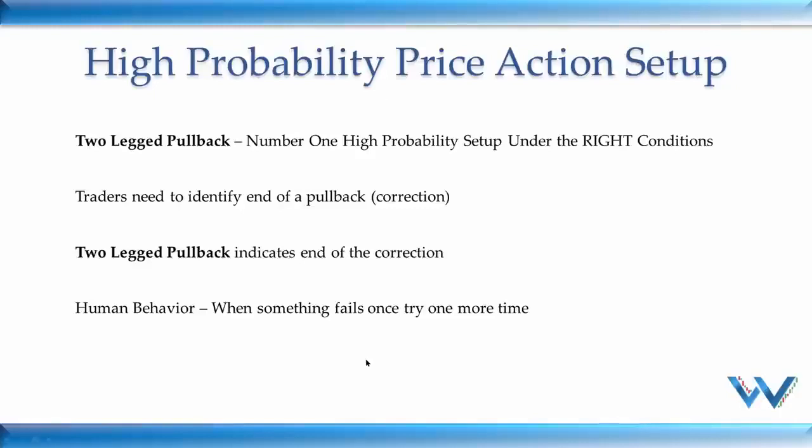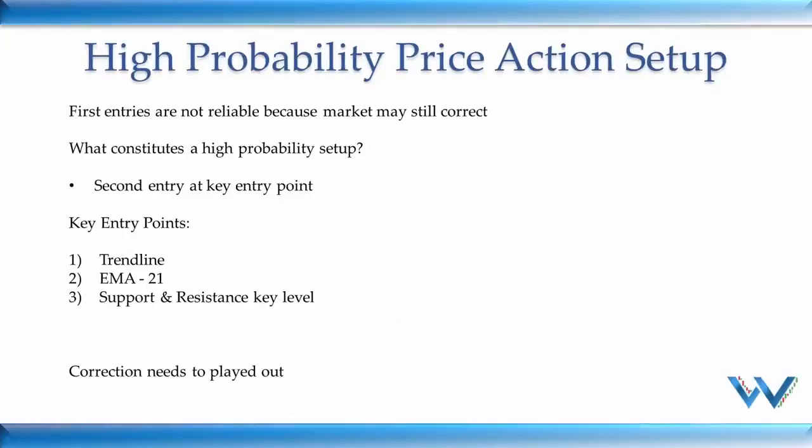And it comes down to human psychology, to human behavior. When humans try something once, they will just not give up. They will try it one more time to see if it will fail again or if it works. Two-legged pullback will offer a second entry high probability setup.